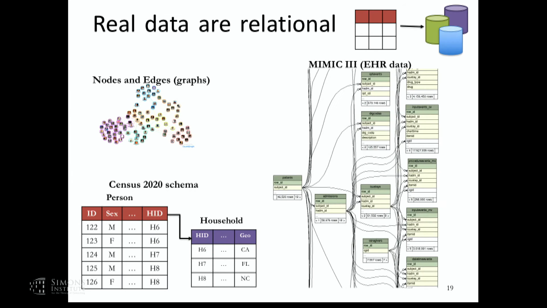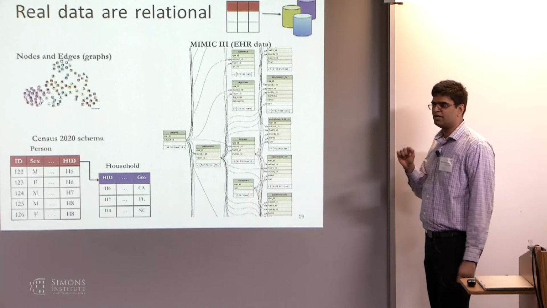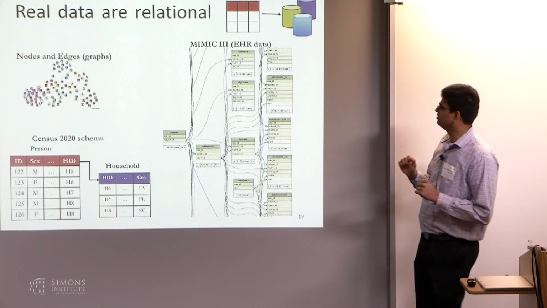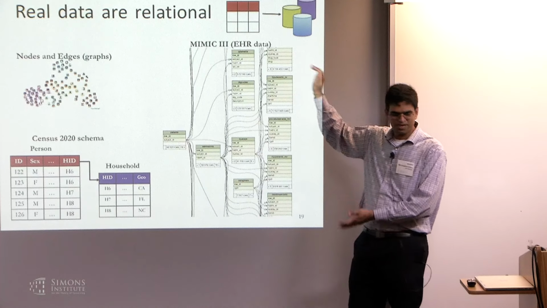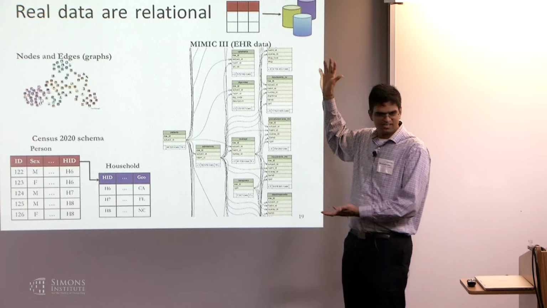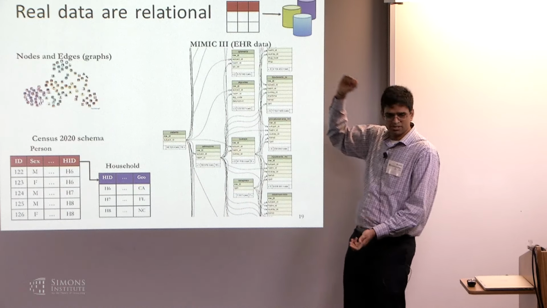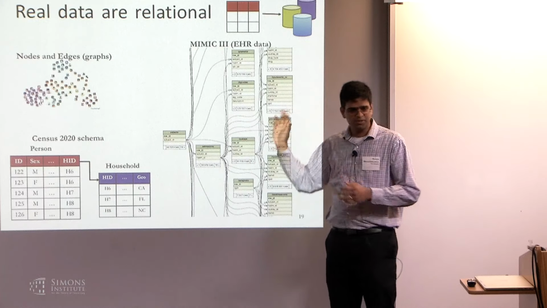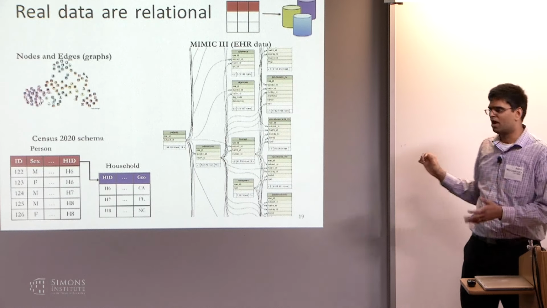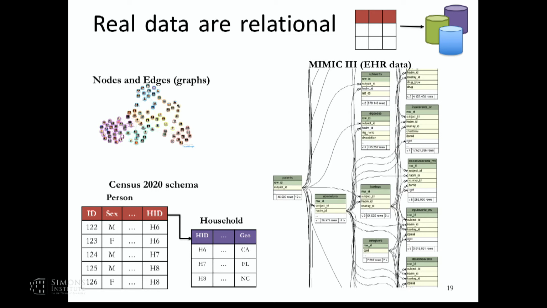And I want to point out that real data is rarely flat. Real data is very relational. Somebody mentioned MIMIC yesterday, which is an EHR data set. It has 43 tables and 63 relationships between these tables. It's super complex, and you have entities of all kinds of types. You have people entities, there are patients, you have admissions of patients, you have lab entities or caregivers, you have all kinds of entities.